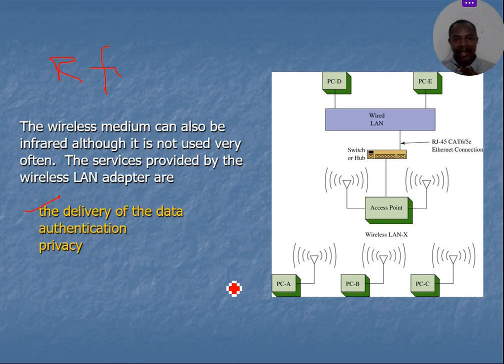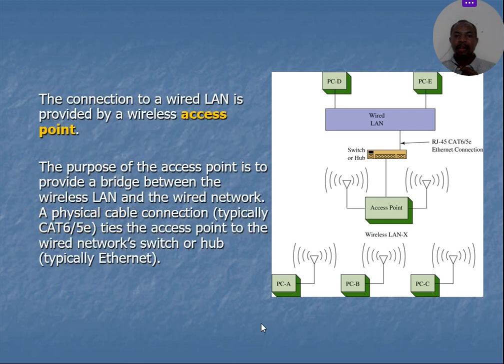The LAN adapter, which is found in your PC, has these jobs: one, to deliver the data to where you are sending it. Number two is to provide authentication, and number three is privacy, to provide the specific privacy that your network requires or desires. So that's the job of the LAN adapter: provide delivery of the data, authentication, and privacy for the network.